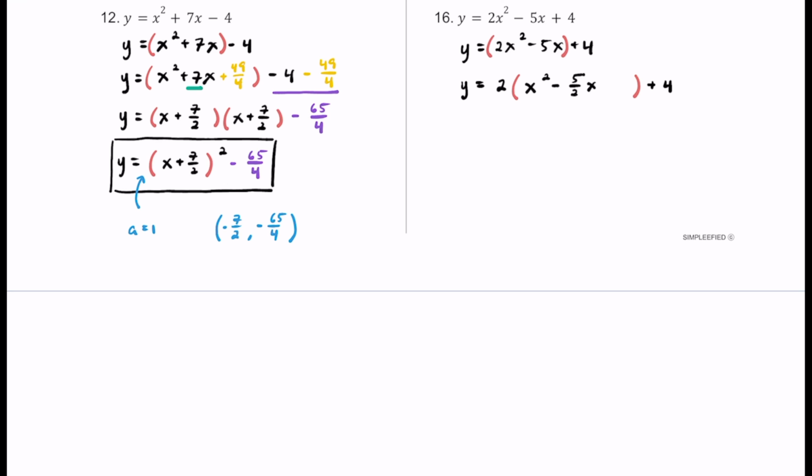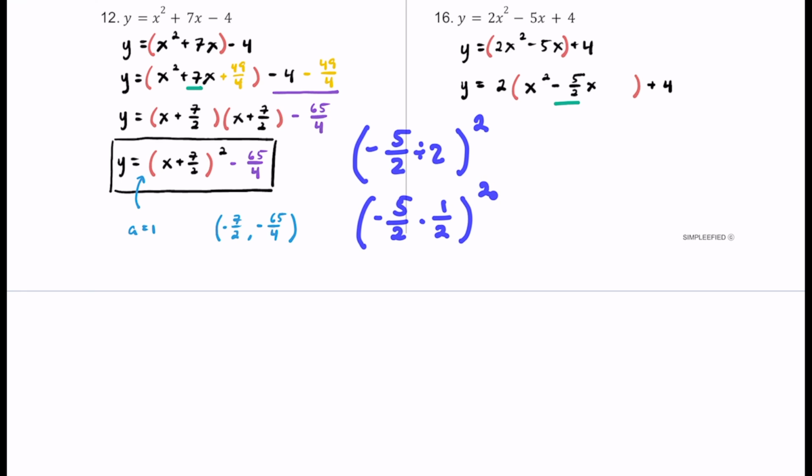Now it's also interesting that this b value is a fraction, right? So if we take a look at this, we have -5/2, that's b. And if you're going to take half of that, then you have to divide it by 2, and then we're going to have to square this whole thing. But keep in mind that when we divide by 2, we really keep, change, flip, multiply by the reciprocal. So that's going to be times 1/2.